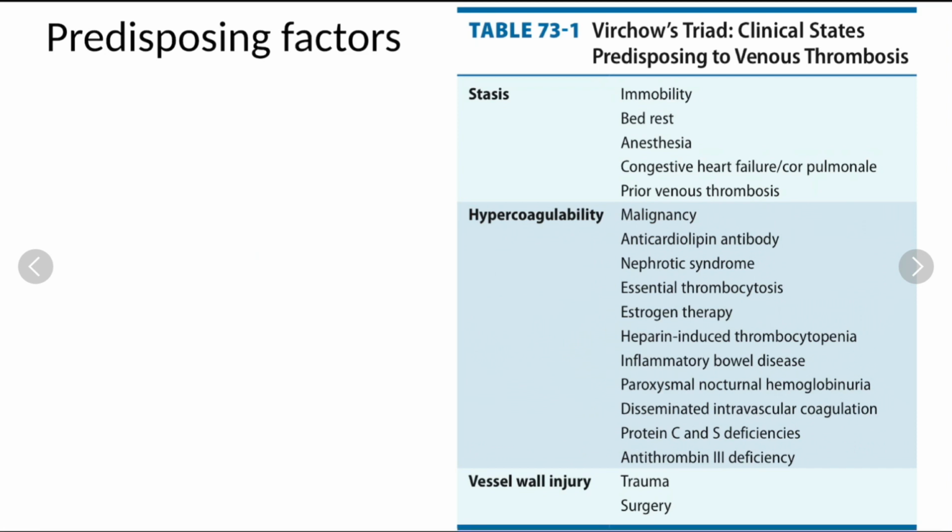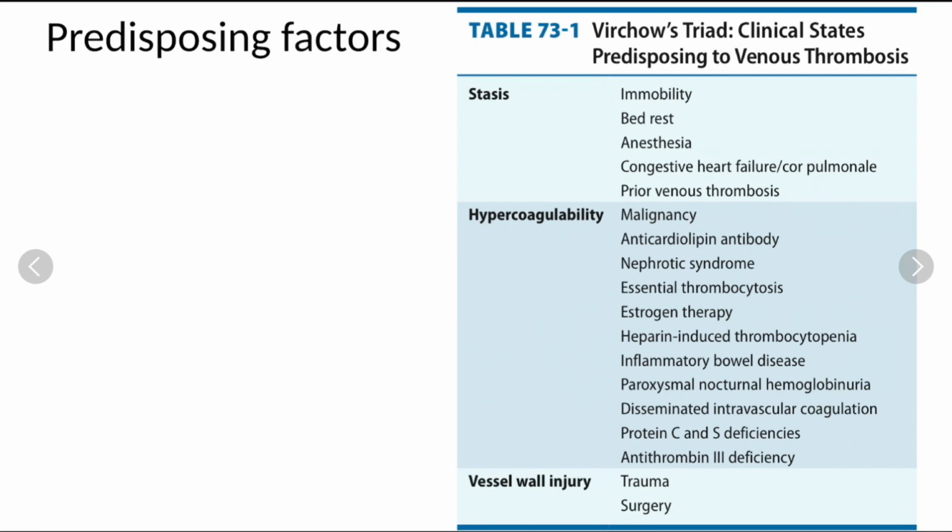What are the predisposing factors for pulmonary embolism? There is the Virchow's triad, which clinically states the factors predisposing to venous thrombosis. What is this triad? It has three components: stasis, hypercoagulability, and vessel wall injury. What are the conditions in which stasis is there? Immobility, bed rest, anesthesia, congestive heart failure, cor pulmonale, or prior venous thrombosis. In these conditions, stasis used to be there.